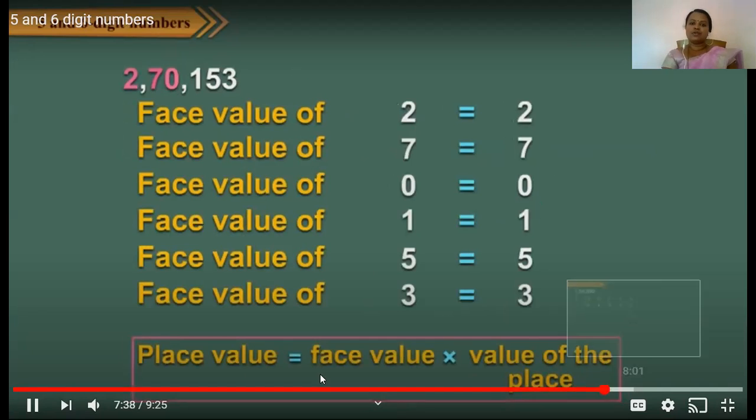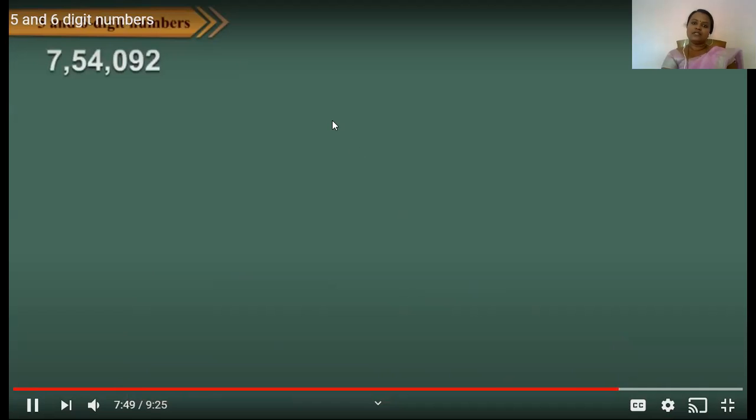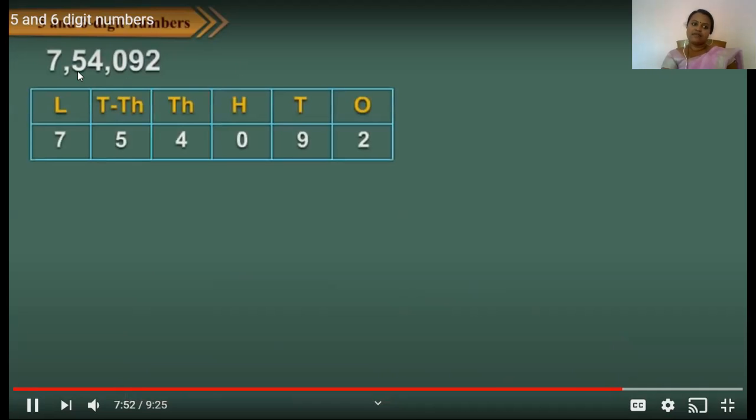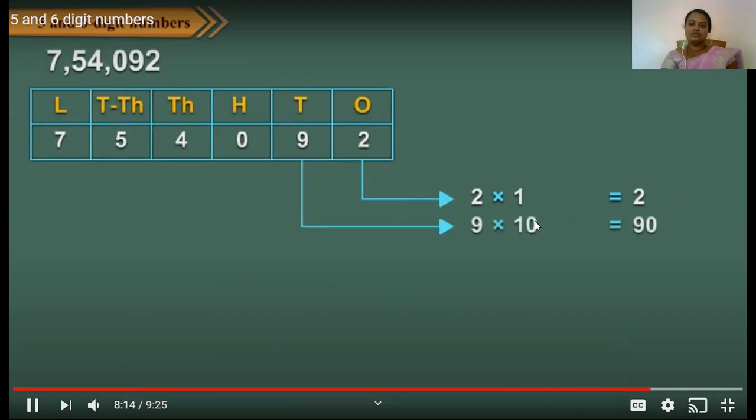So what is the relation of place value and face value? Yes, the place value is the face value multiplied by the value of the place. Similarly, let's see the place values of the digits of 754092. You place it on the place value chart: 7,54,092. The 2 is in the ones place, so it is written as 2. We have 9 in the tens place, so it is 9 into 10, which comes as 90.